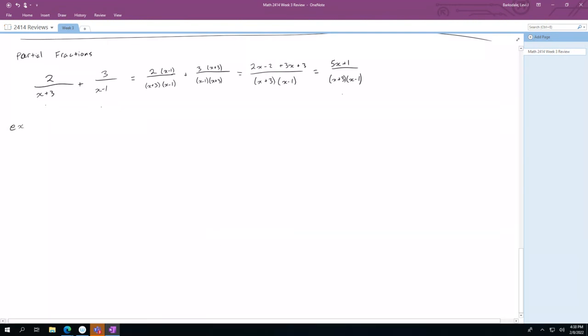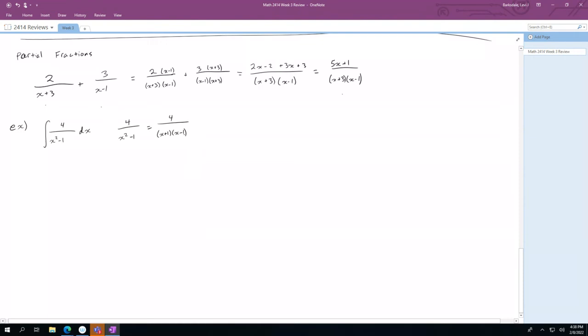So let's just start out with an example. I like starting with examples. Let's say we had 4 divided by x squared minus 1. Well, what I notice is I can factor the denominator. That's equivalent to 4 over x plus 1 times x minus 1. There, I factor the denominator.